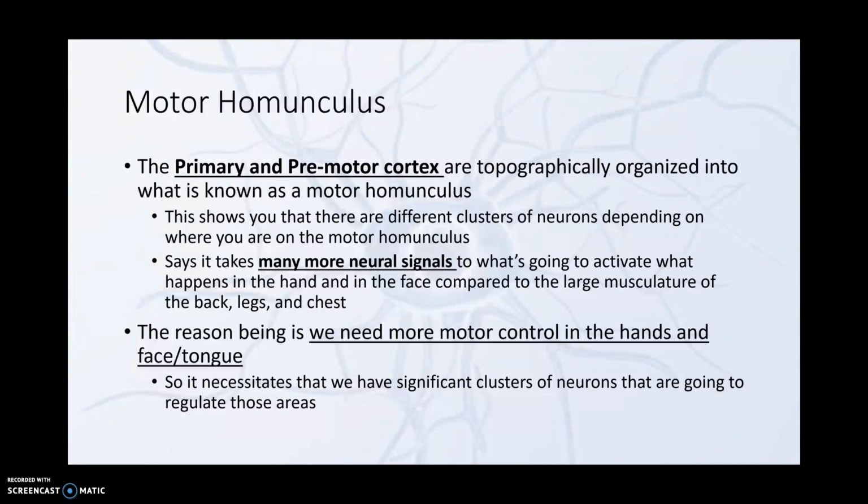Again, this is a little drawing or graph, which looks a little funky, but it shows you that there are different clusters of neurons depending on where you are on this motor homunculus. So it is showing that there are many more neural signals to activate something in the hand and face compared to large musculatures like the back, legs, and chest, or the trunk. Again, because all of this is related to motor control. We need a lot more motor control to manipulate the hands, the face, and the tongue than we do in the trunk itself, or within our postural muscles.